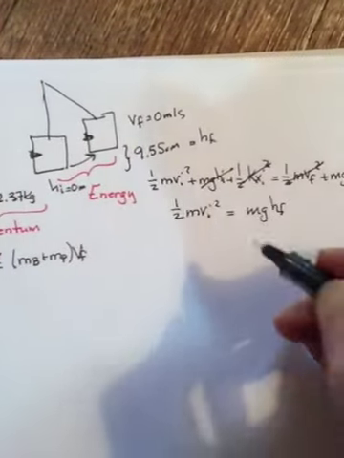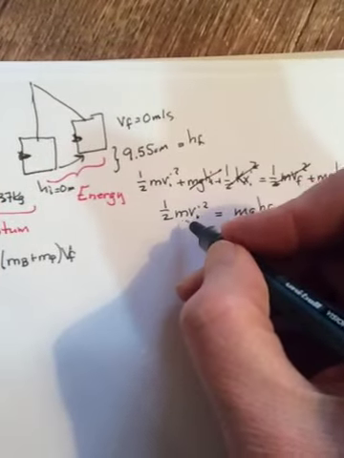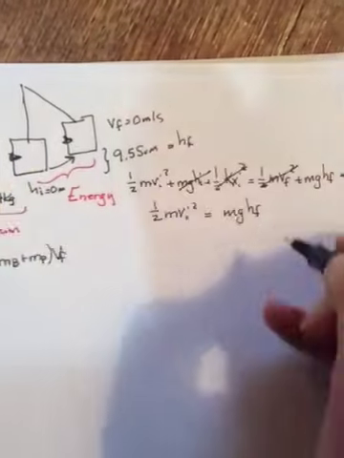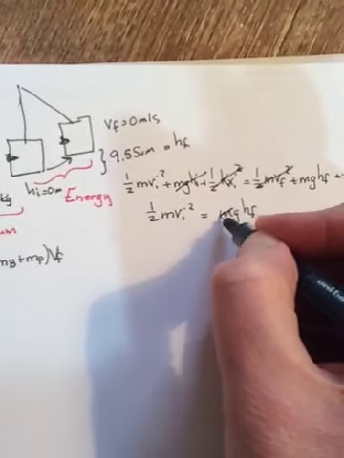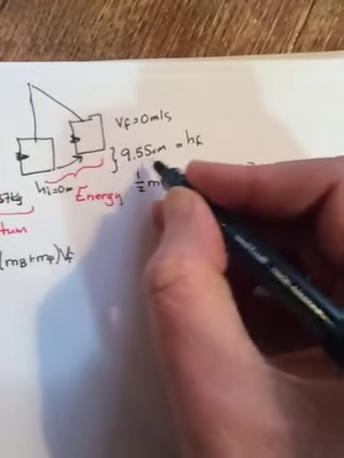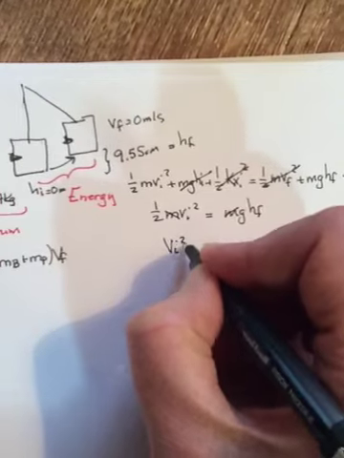Now, what are the m's? Initially, the bullet is stuck in the block. Initially, the mass is the two of them together. Finally, the bullet is still stuck in the block. The mass is the two of them together. So the two masses will cancel. We know the height. It was given in the question, so we could find the velocity.